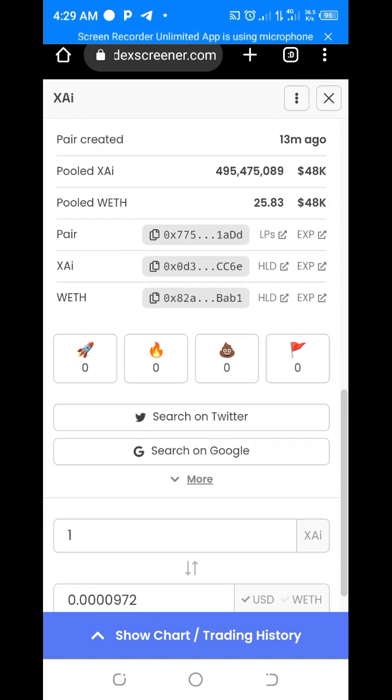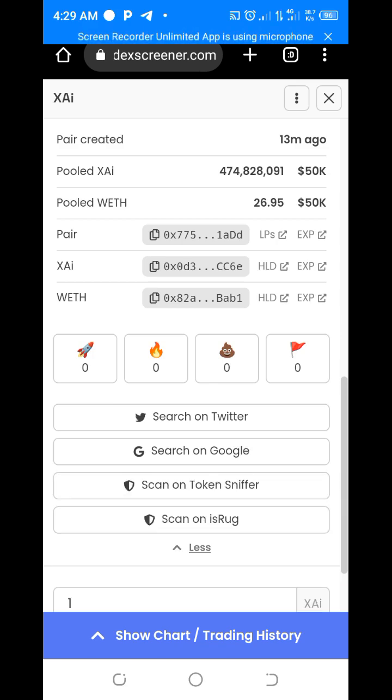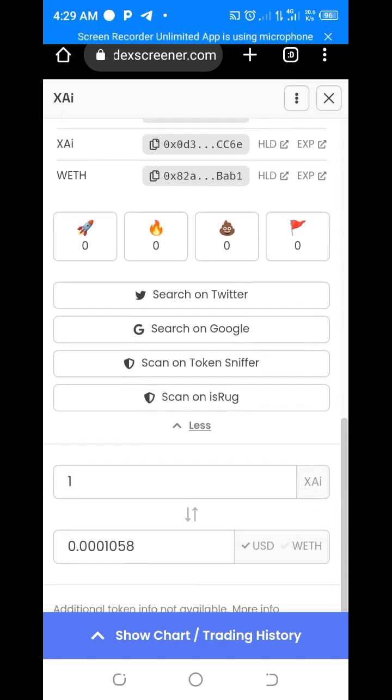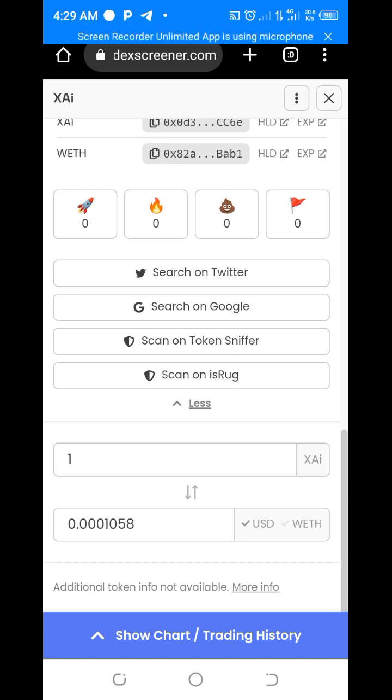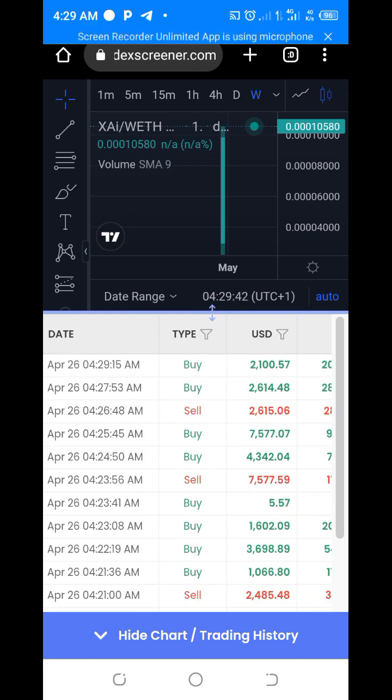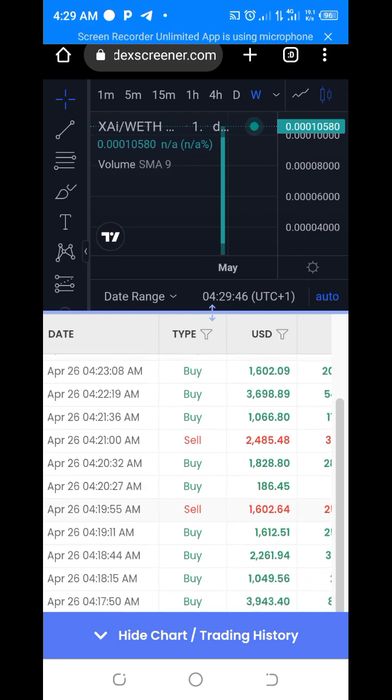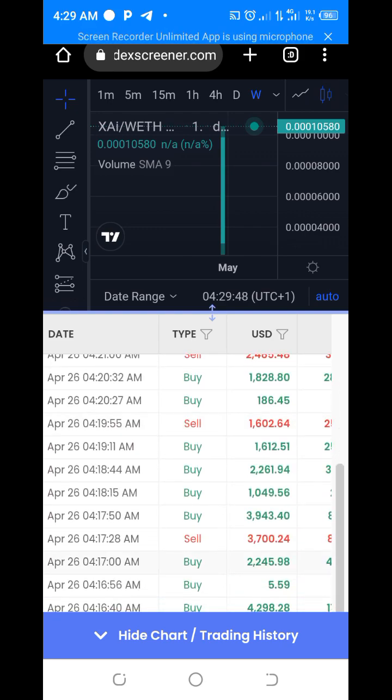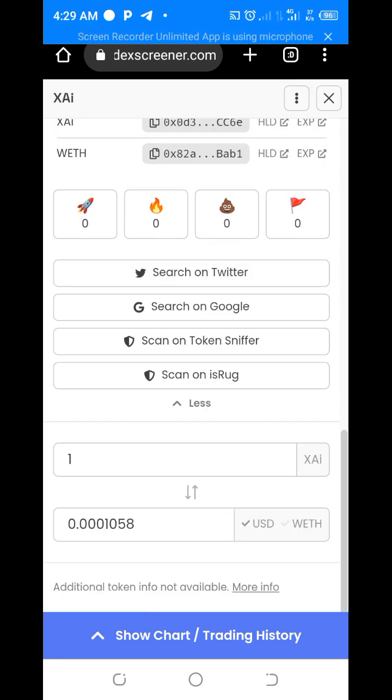Tools like Token Sniffer, Is Rug, Honeypot, and thereabouts. There are a lot of them. These are tools that could help you detect if a token is real or not. But to the best of my knowledge, this particular token is a scam. These are scammers trying to scam their fellow human beings. Look at the sales at an interval. You understand? So this token is actually a scam.